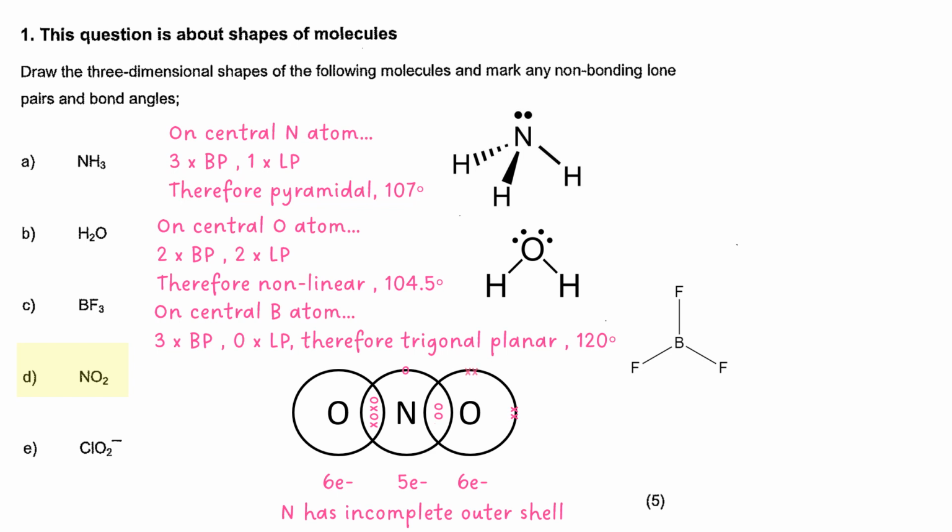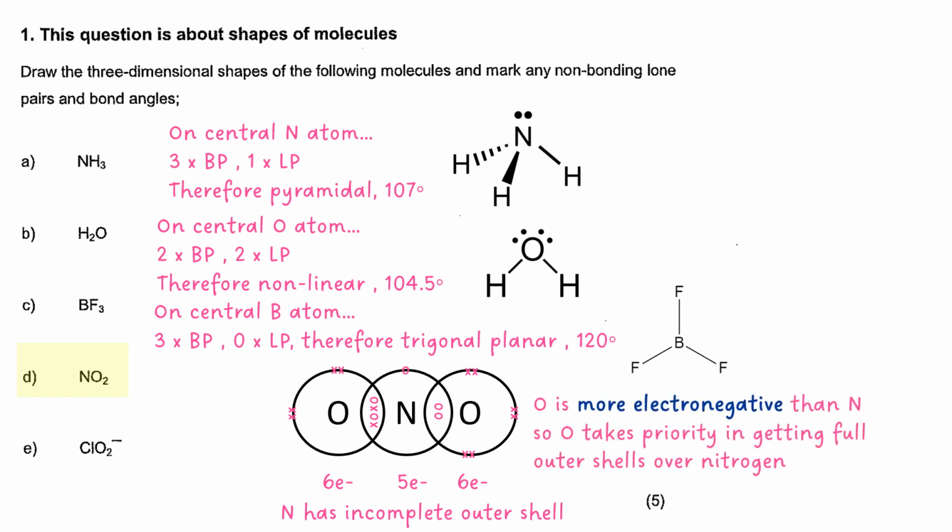So if you're able to live with that, we can then construct the rest of the molecule by putting in the electron pairs in the outer shell of the oxygen. So remember, oxygen is more electronegative than nitrogen, so the oxygen will take priority in getting full outer shells over nitrogen.